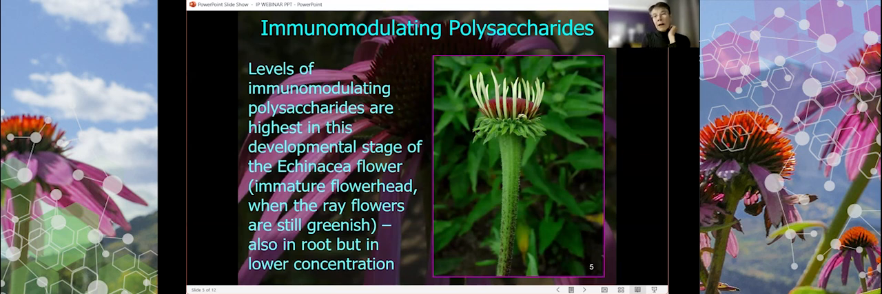So there are IP in the roots, a pretty good bunch of them, but generally speaking, you get a higher concentration of IP in these immature flower heads. Interesting, right? Because a lot of echinacea products that are available in Europe are actually made from the aerial parts, the upper parts of the plant, right?